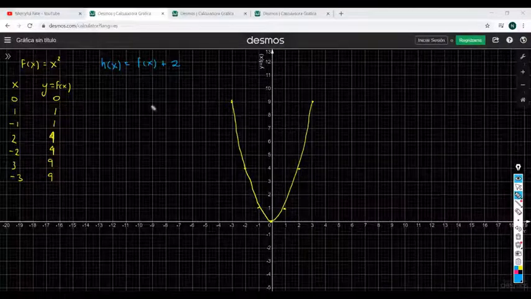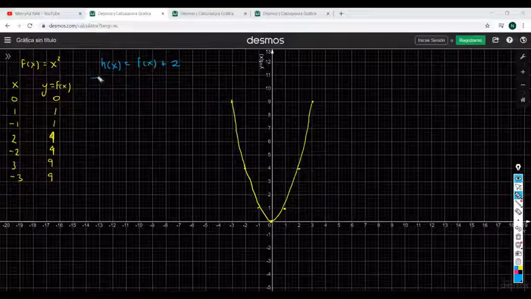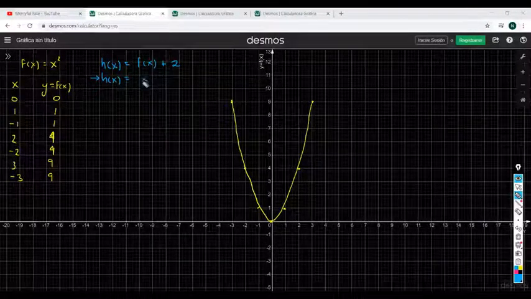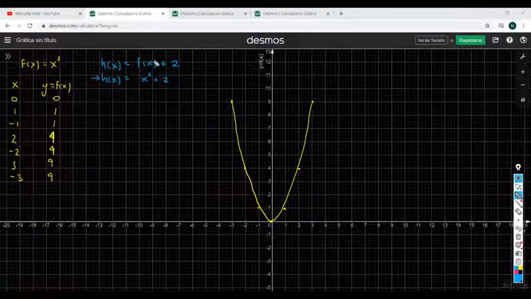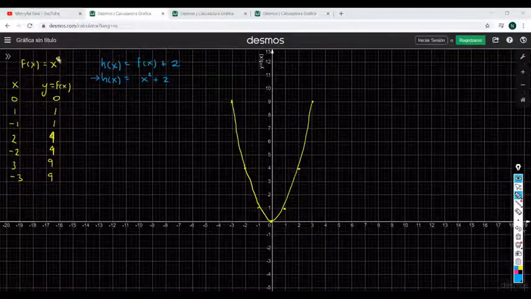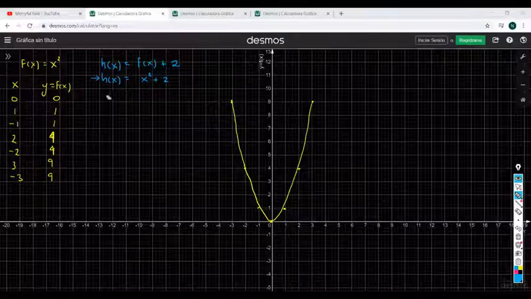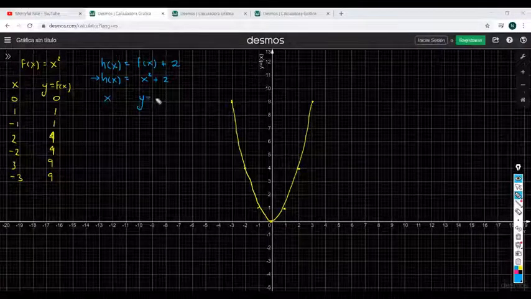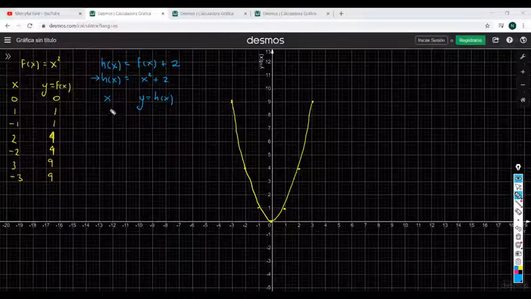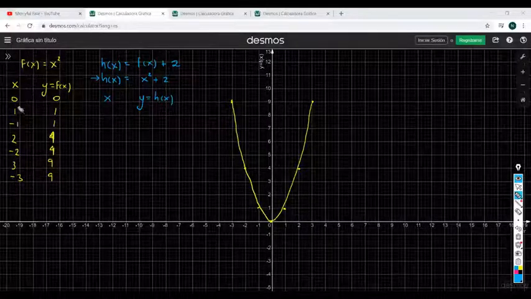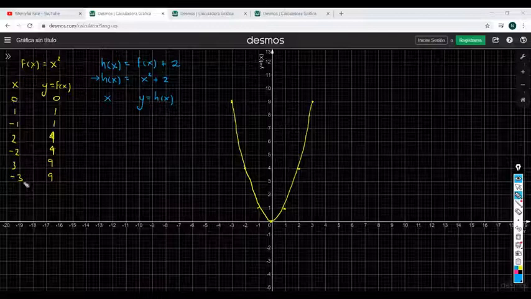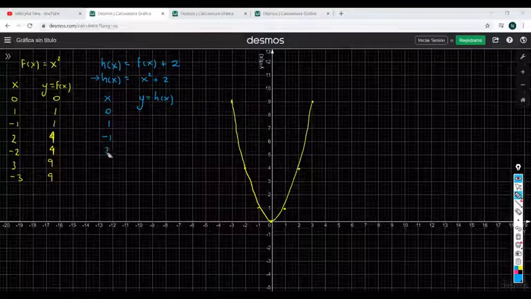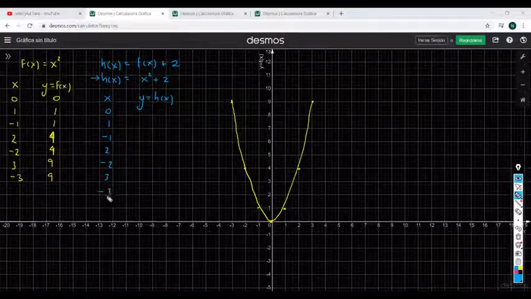This is f, okay? So let's start. First of all, h of x is going to be equal to x squared plus 2. Why? Because f of x, as given by this part, is equal to x squared. And then we do the same. I write x and then y equals h of x in this case, and I do the same type of analysis. I'm going to give the same numbers to x, from 0 to -3. So let's start. It's going to be 0, 1, -1, 2, -2, 3, and -3.